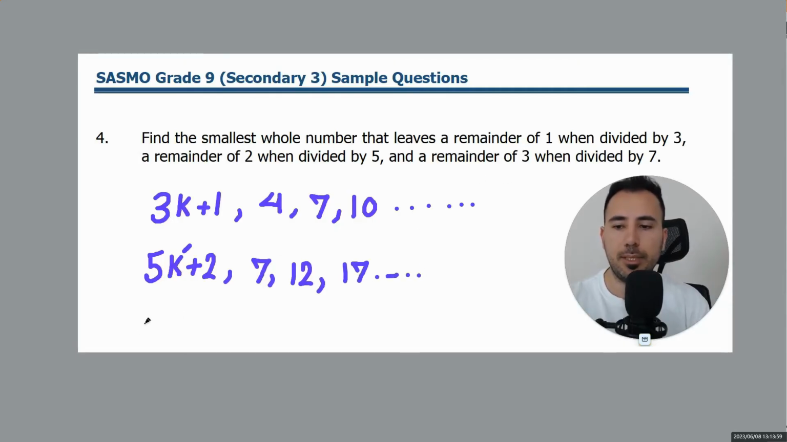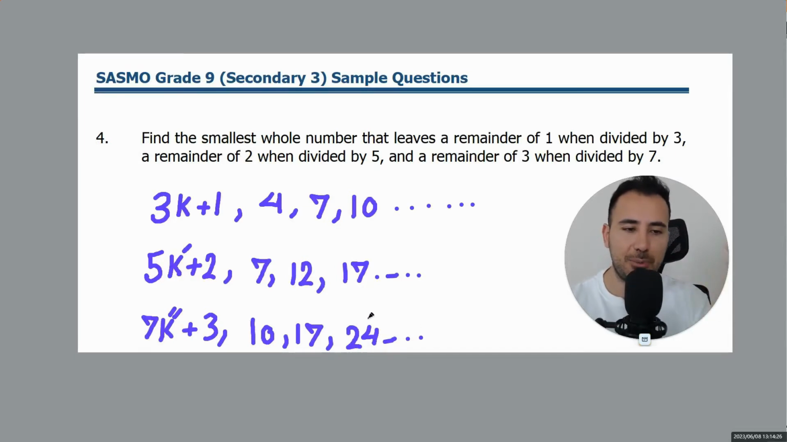The last one, when we divide it by 7, gives a remainder of 3. So it's going to be 10. If it's 2, 17. If it's 3, 24. Okay. Now, these will continue to a point where all of them will get to one number.